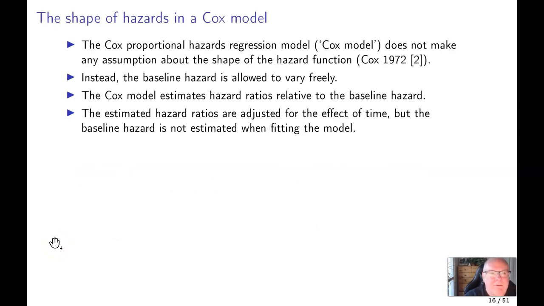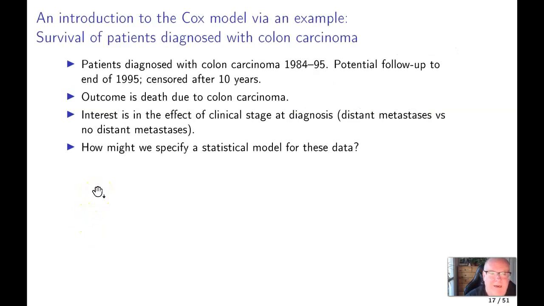So, what assumptions do we make about the shape of the hazards in the Cox model? Well, we don't make any assumptions at all. The hazard function, or the baseline hazard, is allowed to vary freely. And what we estimate is ratios between the hazard functions for different covariate patterns. And the estimated hazard ratios are adjusted for the effective time, but the baseline hazard is not estimated when fitting the model.